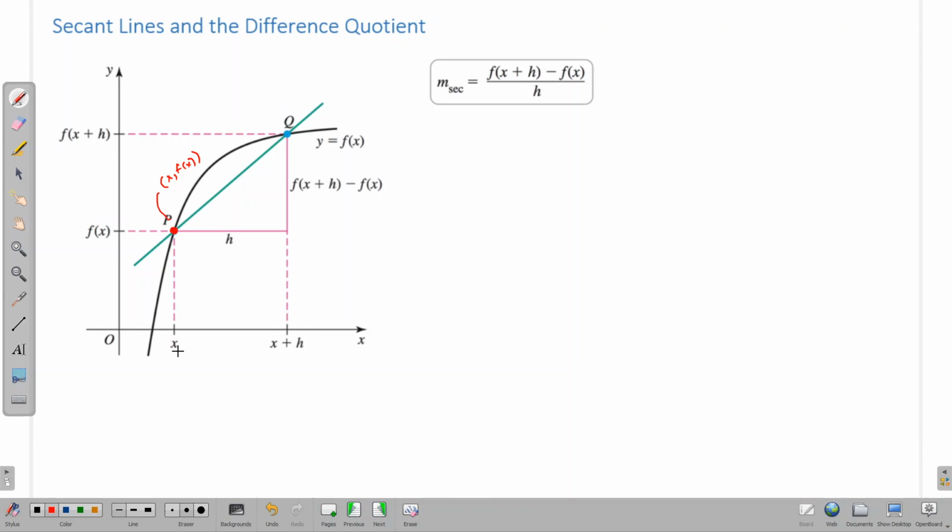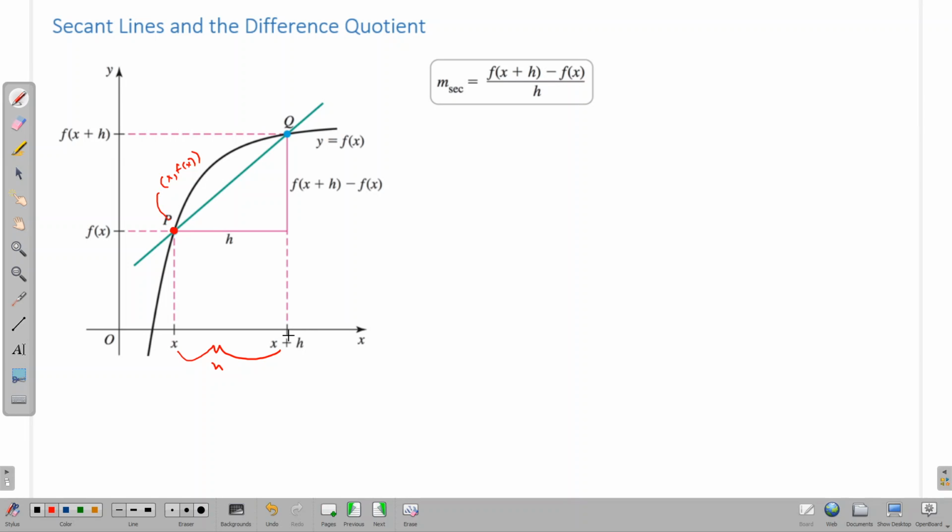And then the way we're going to get our second point is we imagine that you move over h units. We typically think of h as a very small number, but it doesn't really matter. Move over h units, and it could be moving h to the right, or it could actually be h to the left. This process will work the same way. If we moved to the left, h would just represent a negative number.